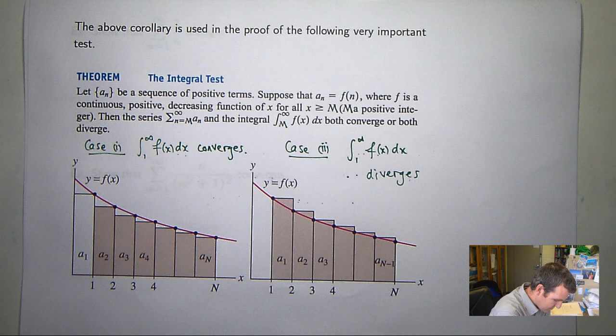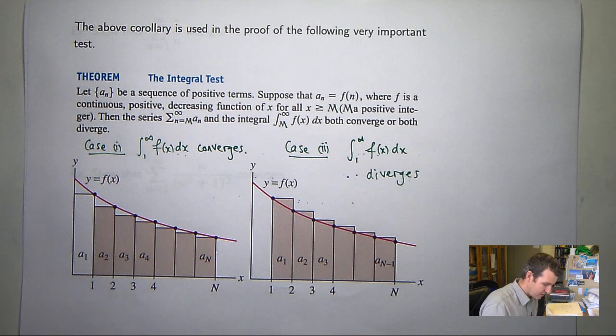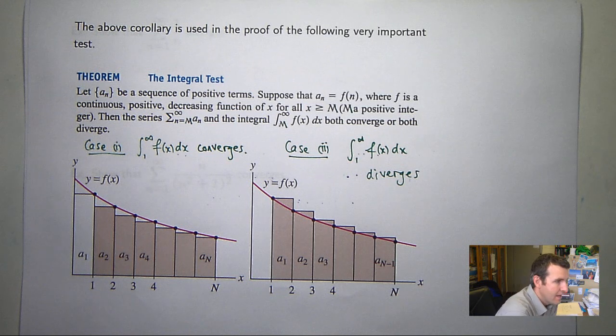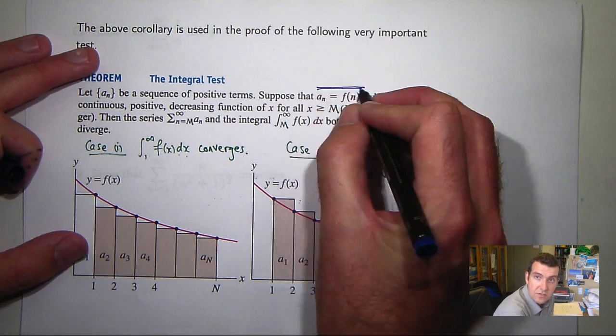But I guess sort of geometrically, you can see here that every time we add one more of these rectangles, we're forming an increasing sequence of area, if you like. Okay, well, onto the integral test.